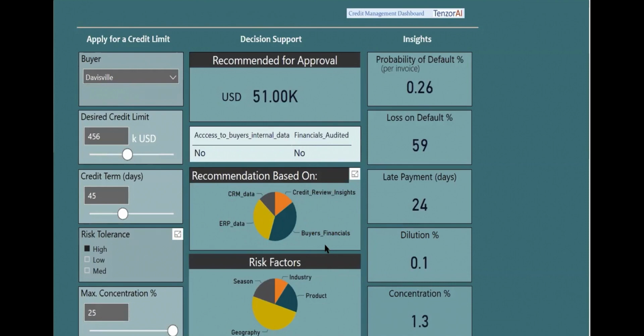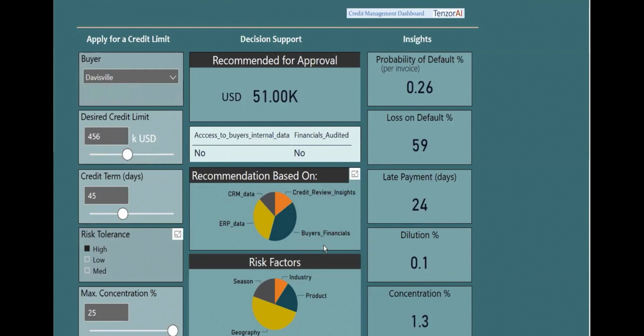We will also get the buyer's financials. In this case, they're not audited, but still we can analyze them and get whatever we can from them. And there will also be credit review insights. So people within a credit department talk to the customer, get some notes, get some extra information. We can read it using natural language processing, so we can actually read unstructured information from the file.